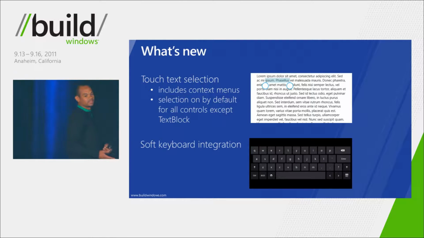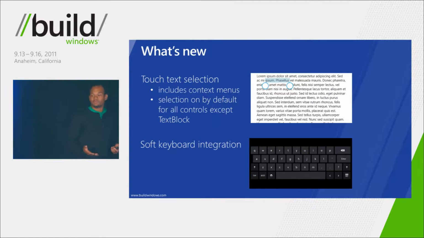The second major area of investment is integration with the soft keyboard. Screen real estate is a very valuable resource, especially when you have smaller devices. And we understand that the soft keyboard takes up a large portion of that space. So users need a consistent way to get the soft keyboard up when they want to enter text, but they also need to have confidence that they can get rid of the soft keyboard when they don't want it taking up their screen real estate.